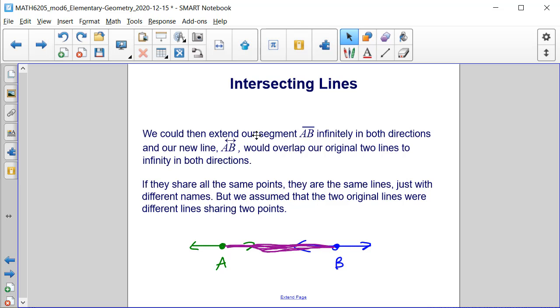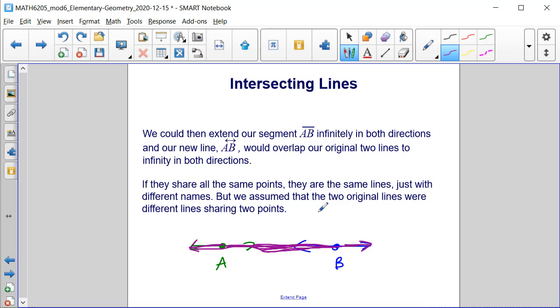We could then extend our segment AB infinitely in both directions. So I can go here and then here, take the original segment and extend it. And our new line, line AB, would overlap our original two lines to infinity in both directions. If they share all of the same points, then they are the same lines, just with different names.